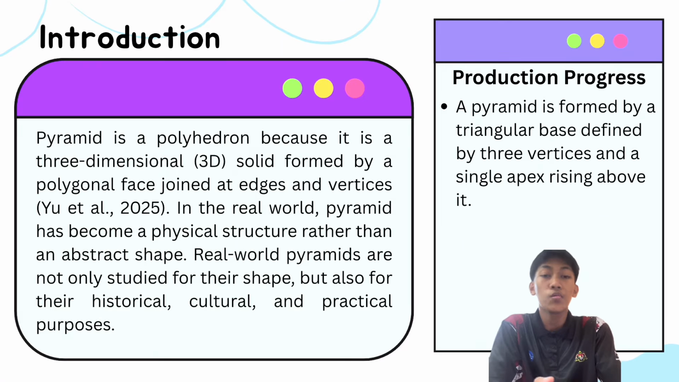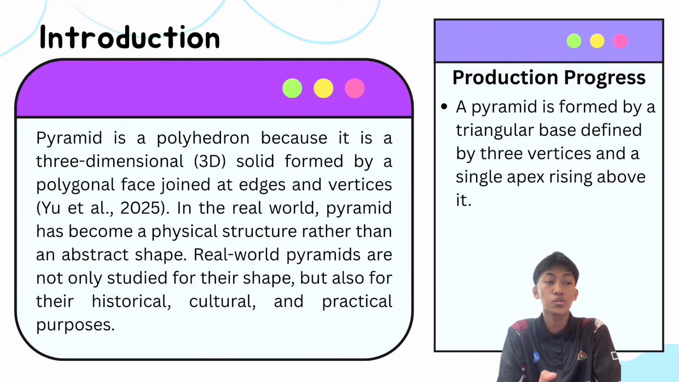So before we move on to our project, I would like to talk about what a tetrahedron is. A tetrahedron, or pyramid, is a polyhedron because it is a three-dimensional solid formed by polygonal faces joined at edges and vertices. In the real world, a pyramid has become a physical structure rather than an abstract shape. Real-world pyramids are studied not only for their shape, but also for their historical, cultural, and practical purposes.